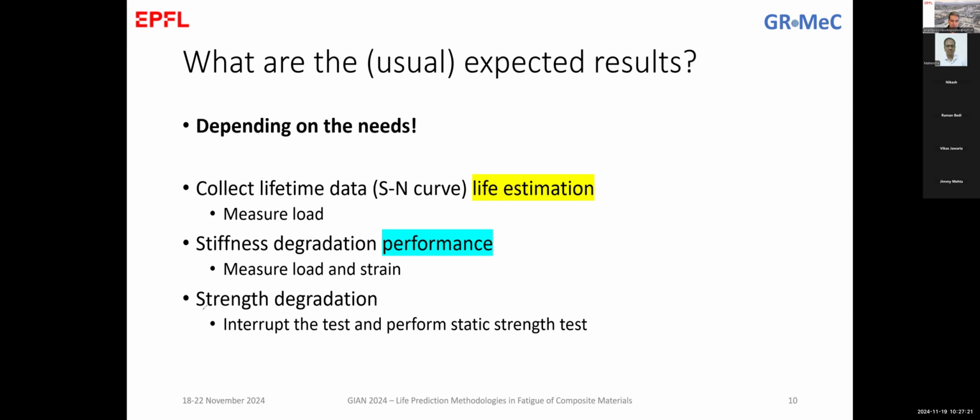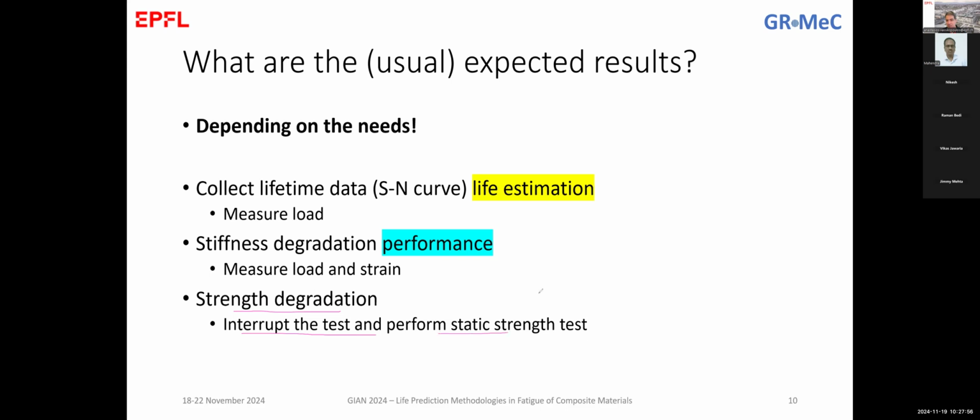And then the data that needs more complexity is when we also want to know the strength degradation. What is strength degradation actually? It is the drop of the strength of the material with the loading. So how can we measure this? As described here, we need to interrupt the test and perform a static test.